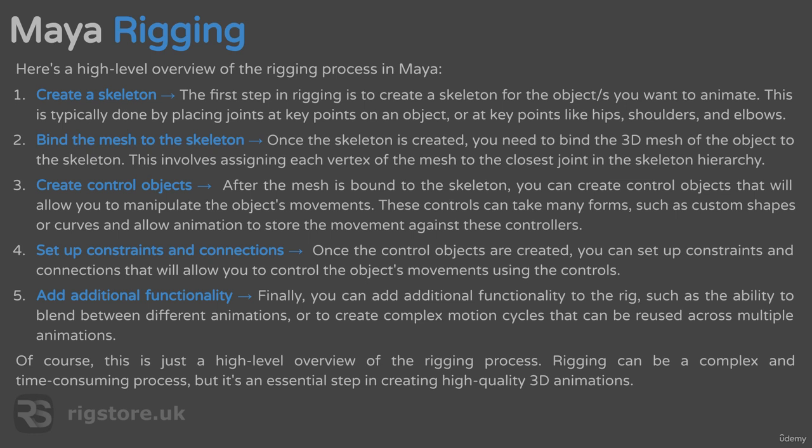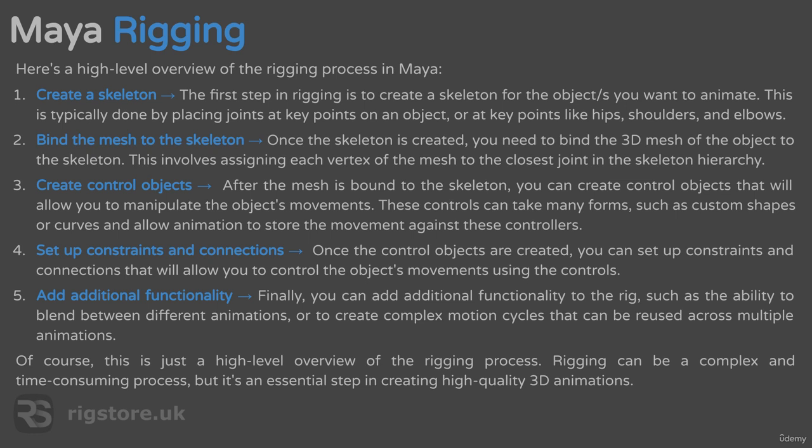Number 2, binding the mesh to the skeleton. Once the skeleton is created, you need to bind the 3D mesh of the object to the skeleton. This involves assigning each vertex of the mesh to the closest joint in the hierarchy. Number 3, creating control objects. After the mesh is bound and weighted to the skeleton, you can now create control objects that will allow you to manipulate the object's movements.